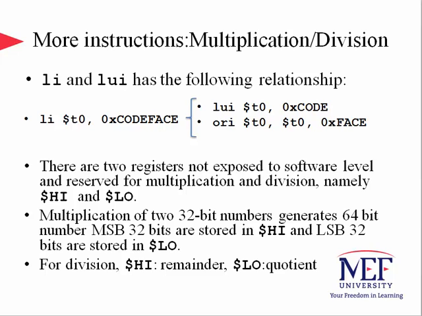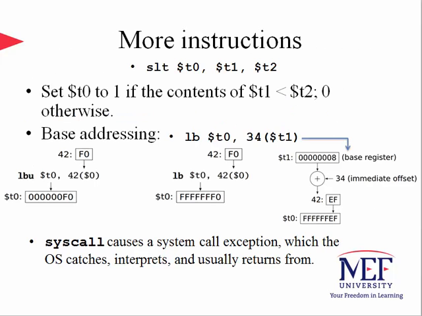There are also other types of instructions, as I said, that require user inaccessible registers, like division and multiplication. And there are 2 registers not exposed to software level and reserved for multiplication and division, namely HI and LO. Multiplication of two 32-bit numbers generates a 64-bit number. So the most significant 32 bits are stored in HI, and the least significant 32 bits are stored in LO. For division, HI stores the remainder, and LO stores the quotient. Yet another instruction is called set less than, SLT. This instruction sets T0 to 1 if the contents of T1 is less than T2, or 0 otherwise.